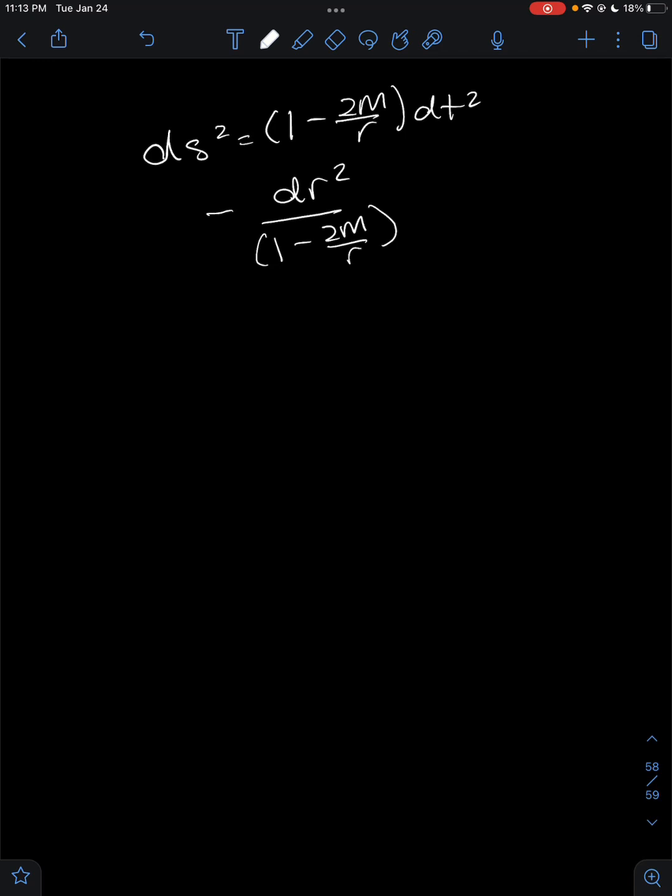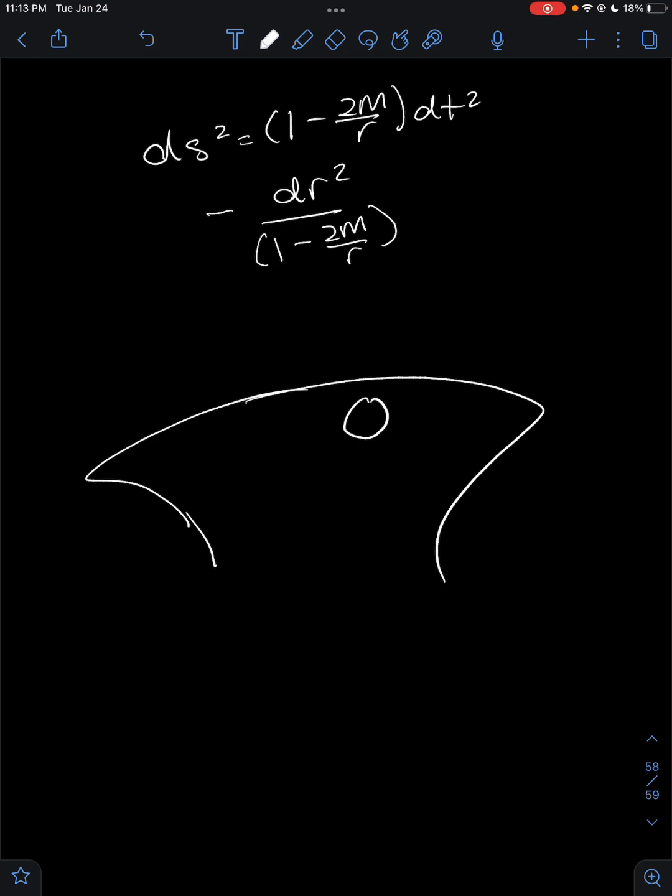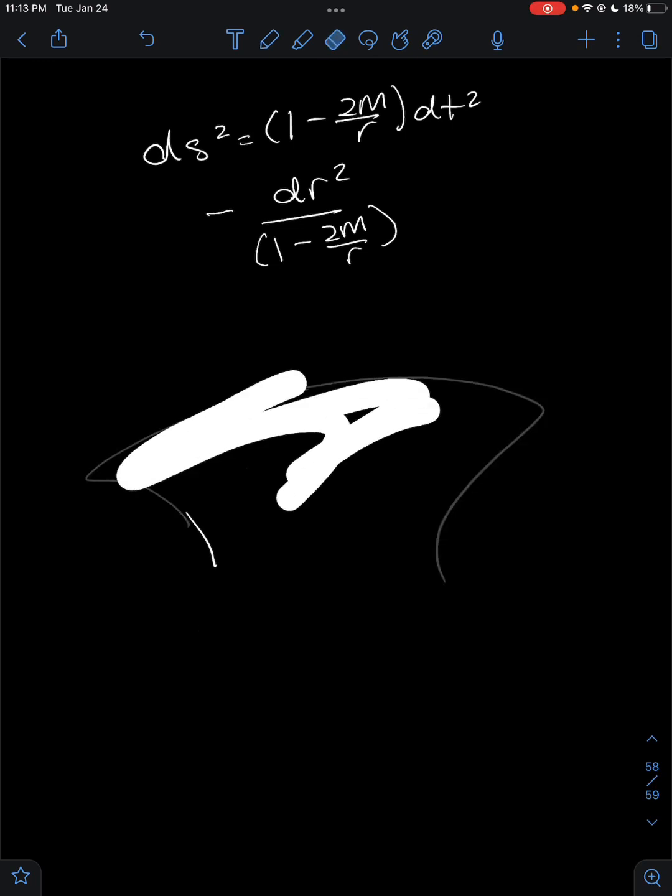Now, a good question is, can this idea be extended to curved spacetime? Because we know that objects in curved spacetime that don't fall down. So if you have like a curved spacetime and you have some object, oh, this is a terrible depiction of curved spacetime. Spacetime is intrinsically curved.